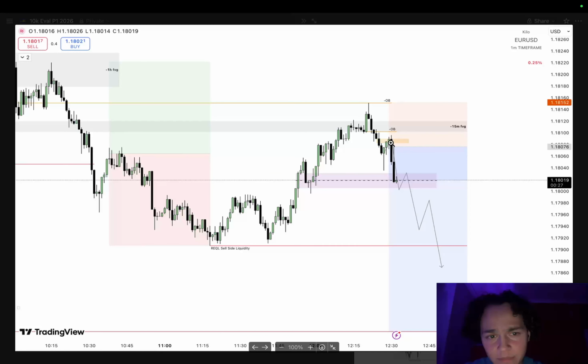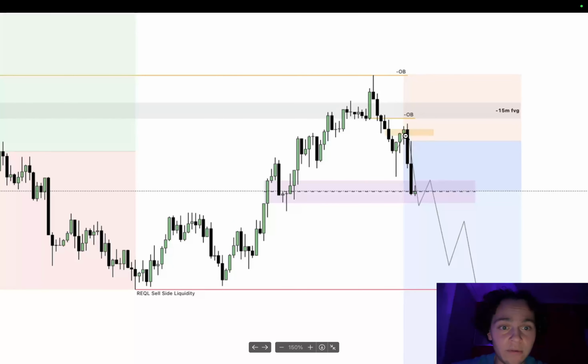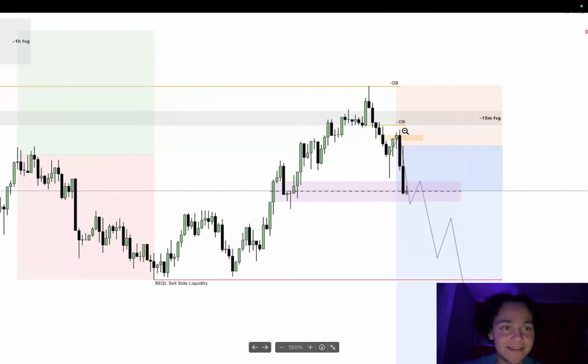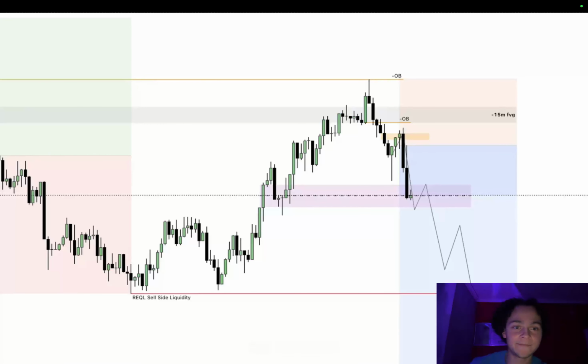So when price pushed up into that 1 minute sell side imbalance, I was thinking, yes, price is now ready to go lower. I'm selling short. I got in just below the 1 hour. I keep saying 1 hour. It's 1 minute. That's how you know I never trade the 1 minute. I got in just below the 1 minute fair value gap.